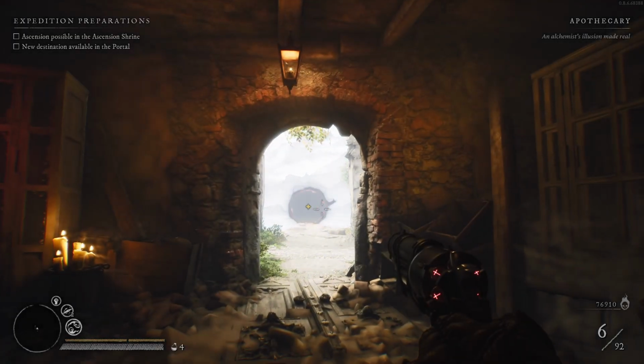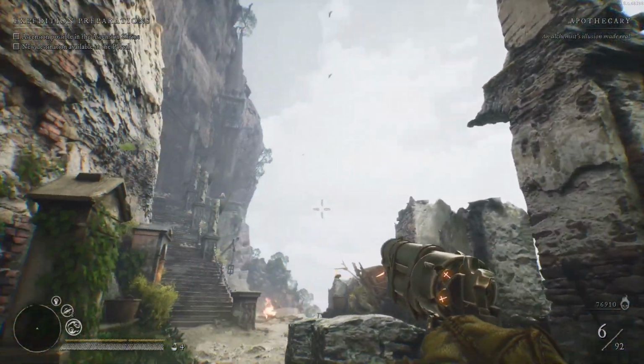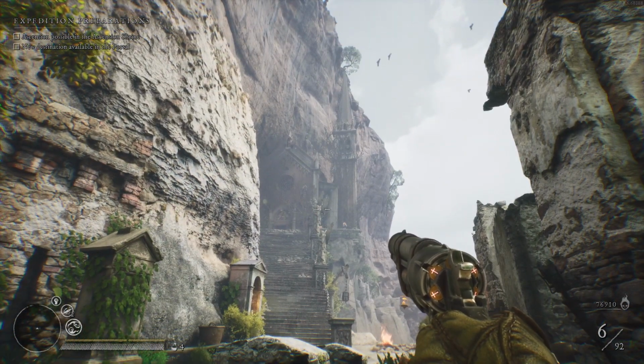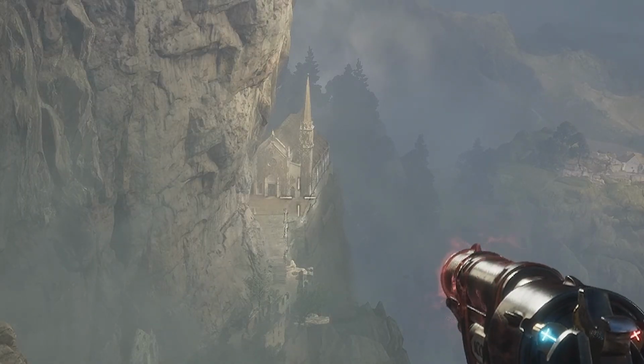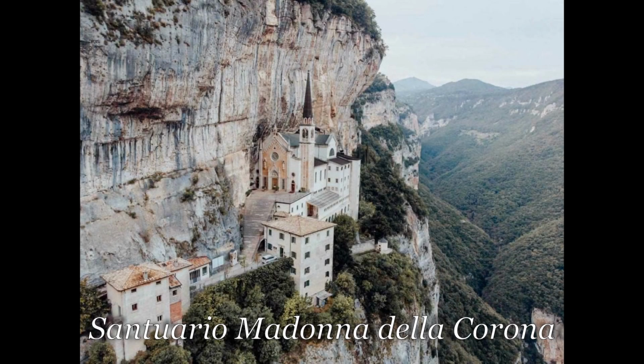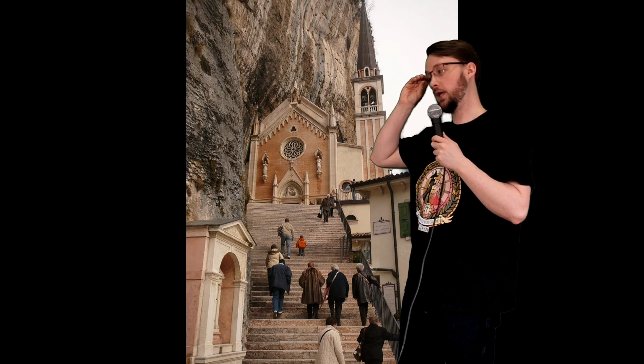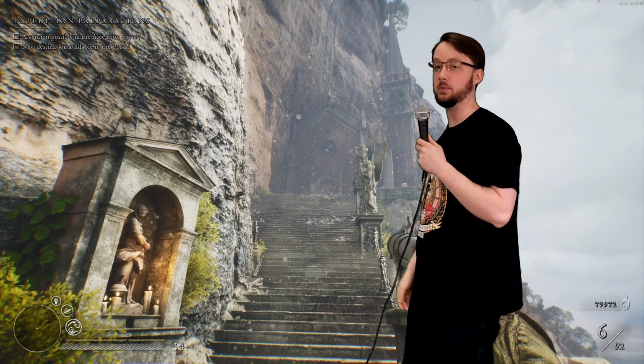Your base of operations in Witchfire is a forsaken church called the Shrouded Hermitorium. The Hermitorium is based on a real-life place in Veneto, Italy called Santuario Madonna della Corona, or Sanctuary of Our Lady of the Crown. I mean, I can't say that's true for sure, but I mean, like, come on.